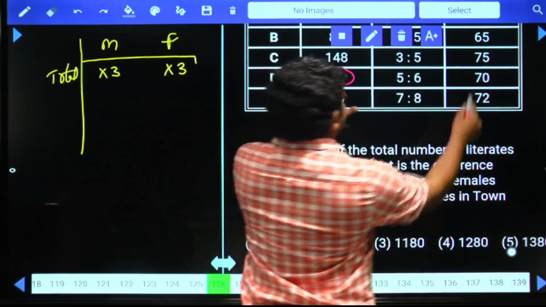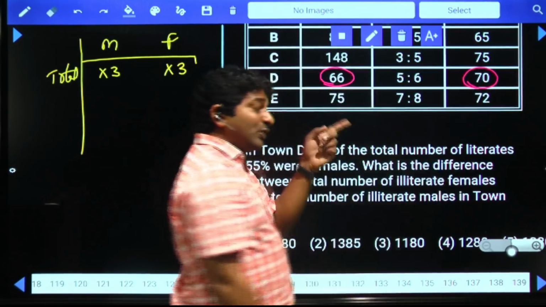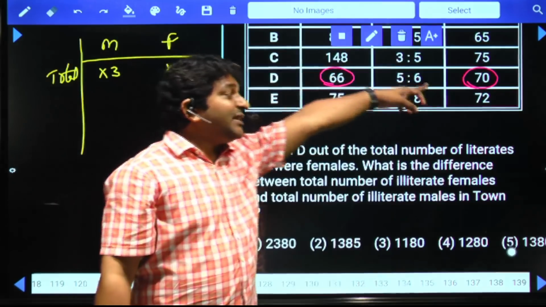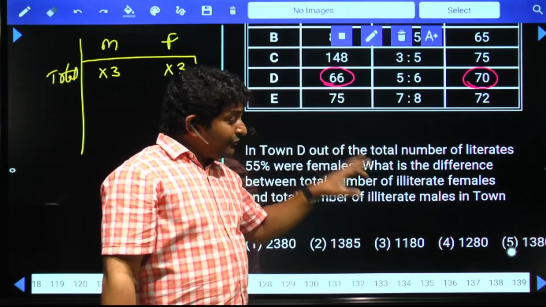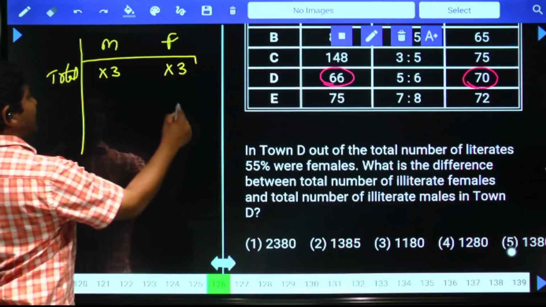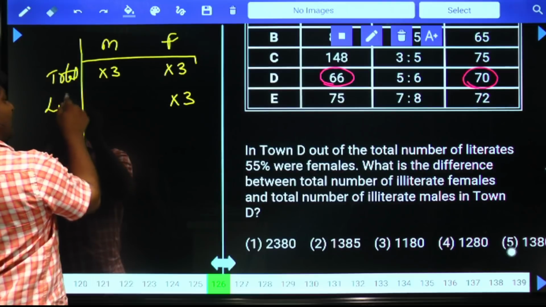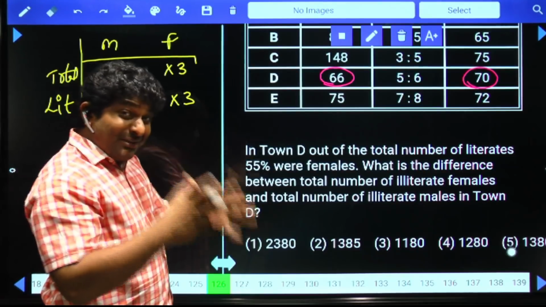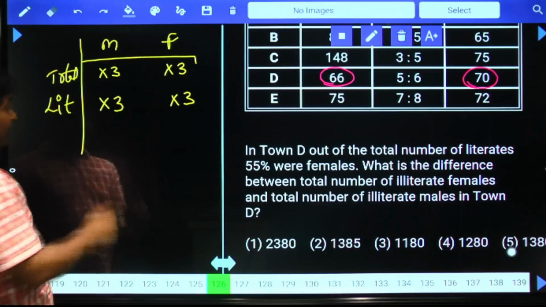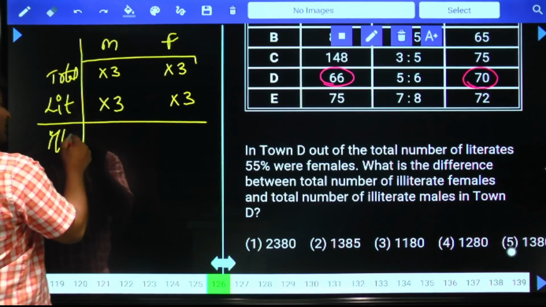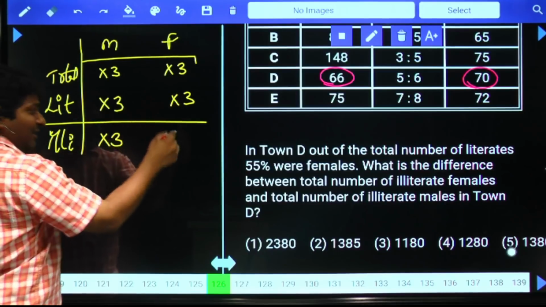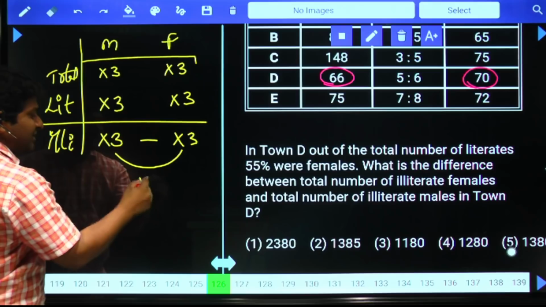Out of which 70 percentage are literates. So total literates are also 3 multiple. Out of 3 multiple, that is 70 percentage of this number, female are 55 percentage. 55 percentage of 3 multiple is also 3 multiple. These are literates. Out of total literates 3 multiple, if you subtract female, then male are also 3 multiple. Illiterate people are total minus literates, 3 multiple minus 3 multiple, again 3 multiple. Difference between these two numbers is also 3 multiple.